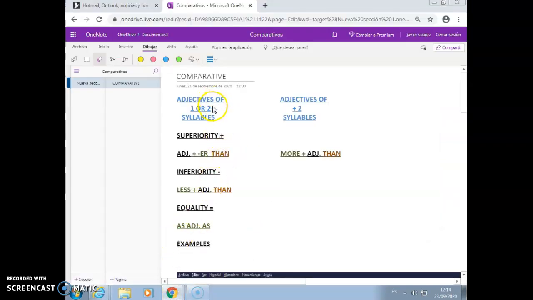Hi guys, here we are today to see how comparatives work in English.